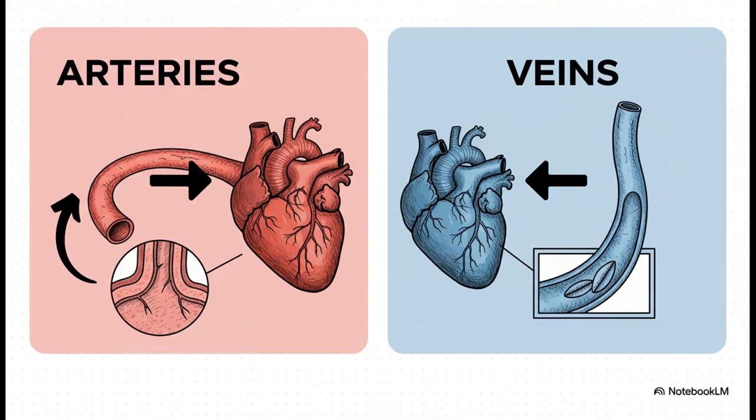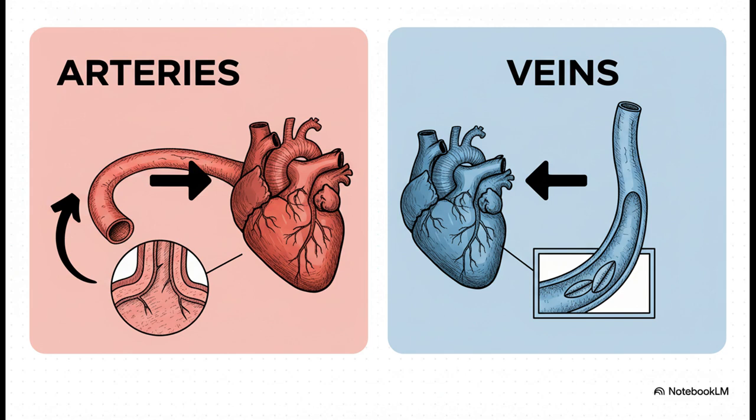Okay, pay attention here, because this slide is pure gold for exam questions. You absolutely have to know the difference between arteries and veins. Here's how you remember it. A arteries carry blood away from the heart. They've got thick, muscular walls to handle all that pressure, and they don't have valves. Veins, on the other hand, carry blood back toward the heart. They have thinner walls, and most of them have valves to stop blood from flowing backward.